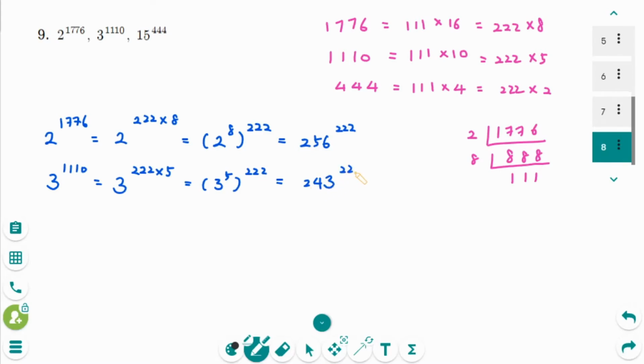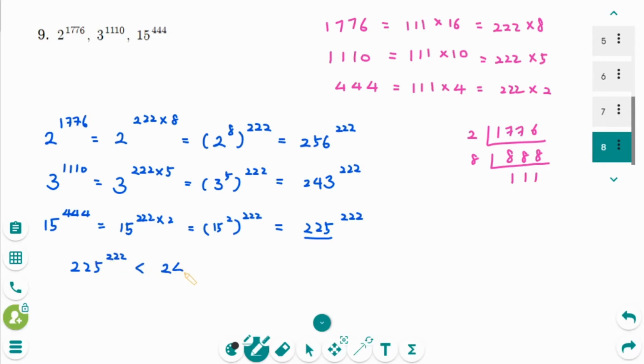The last one, 15 to the power of 444 equals 15 to the power of 222 times 2. We can rewrite as 15 squared to the power of 222 equals 225 to the power of 222. When the exponents are the same, the larger the base, the larger the number. So the smallest one is 225 to the power of 222, then 243 to the power of 222, the last one 256 to the power of 222. So the final answer is the first one, then the second one, the last one.